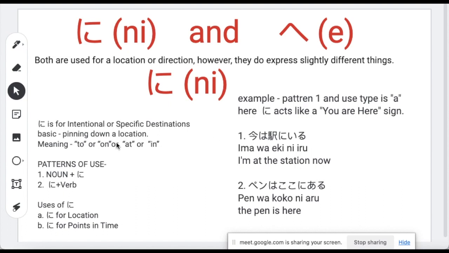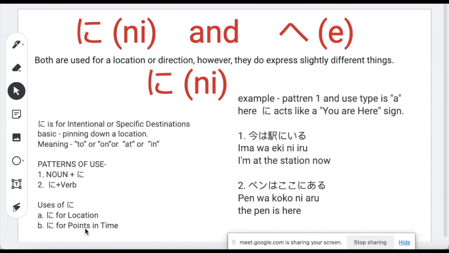And how are we using it? We are using it with a noun and we are showing the direction. So these are the examples of the first pattern, the first use. Ima wa eki ni iru, I am at the station now. Pen wa koko ni aru, the pen is here. The very simple pattern. Okay, then next बघूया आपण what is the next use.